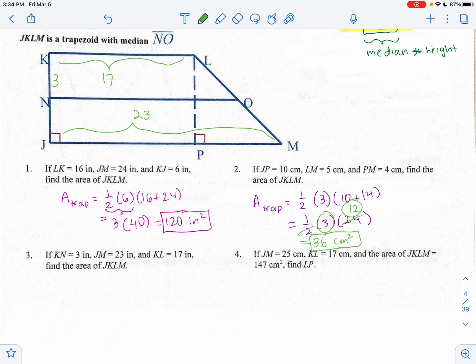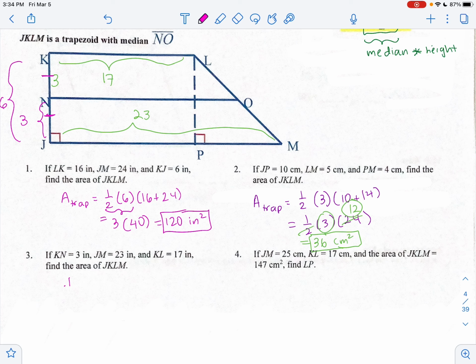So if KN is 3, I'll switch colors so we can see what we're not given. We can also conclude that NJ is also 3, since the median cuts across the middle. We'll know that this is congruent to this. And so the height, therefore, we can conclude is equal to 6. So the height is 6, 3 plus 3. And what else are we missing? I think that's it. We have all the information we need.